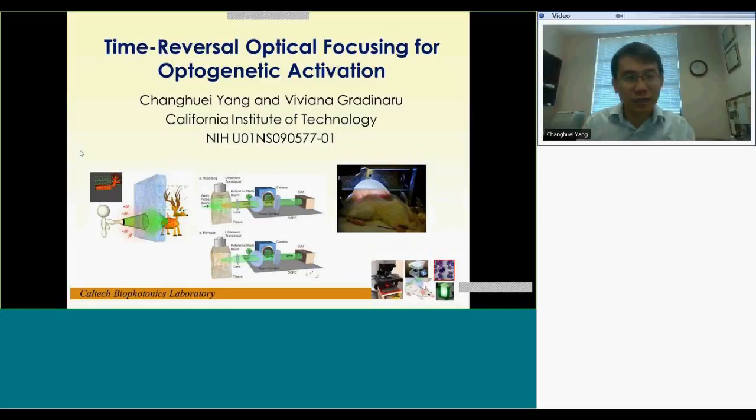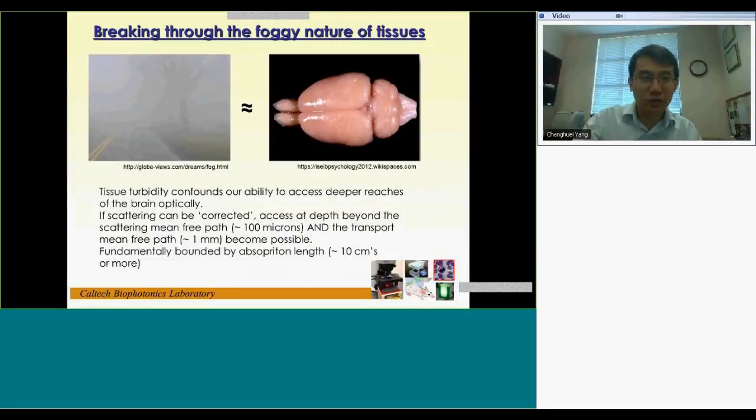What we're trying to do here is to create a method by which we can do deep brain stimulation for optogenetics purposes using this time reversal or wavefront engineering approach. So let me get into it by talking about the fundamental challenge that we're trying to address here.